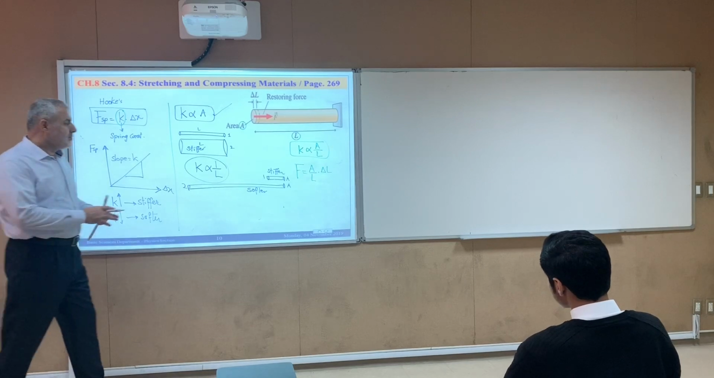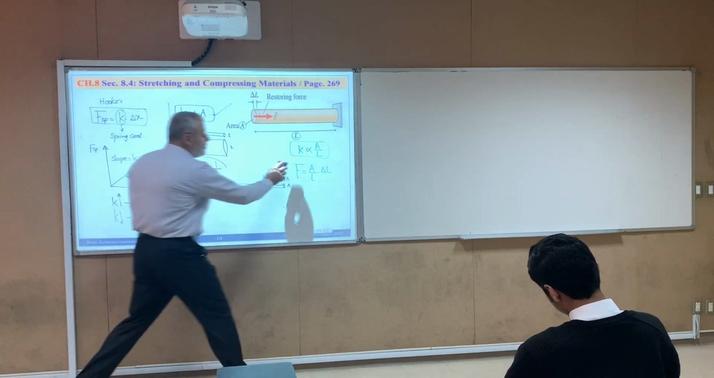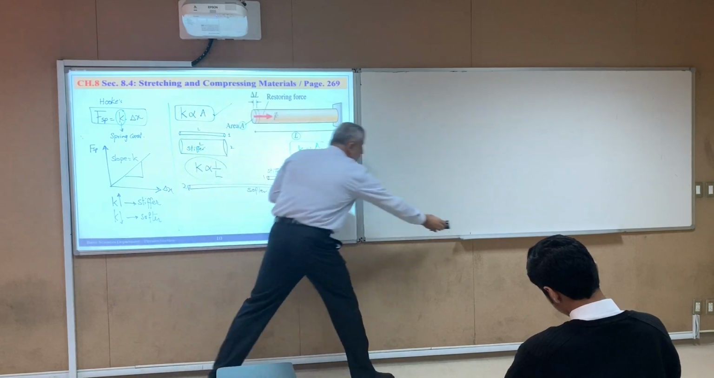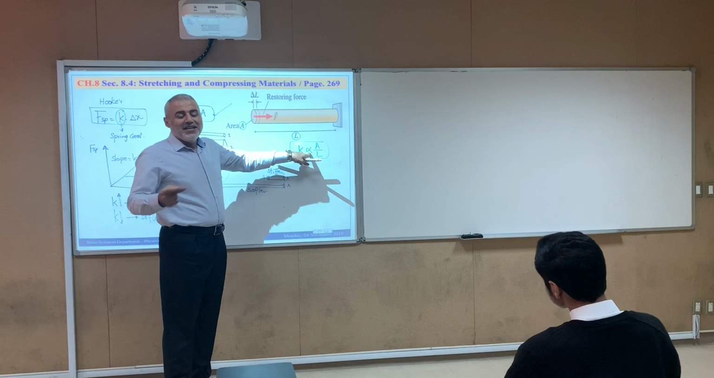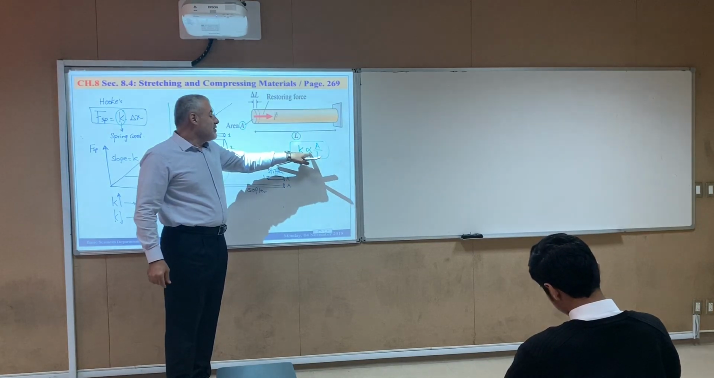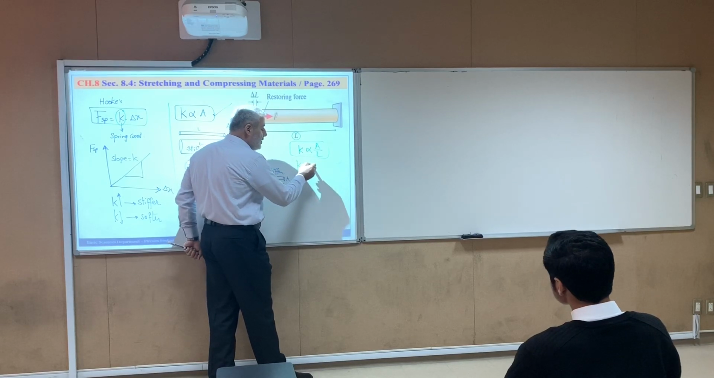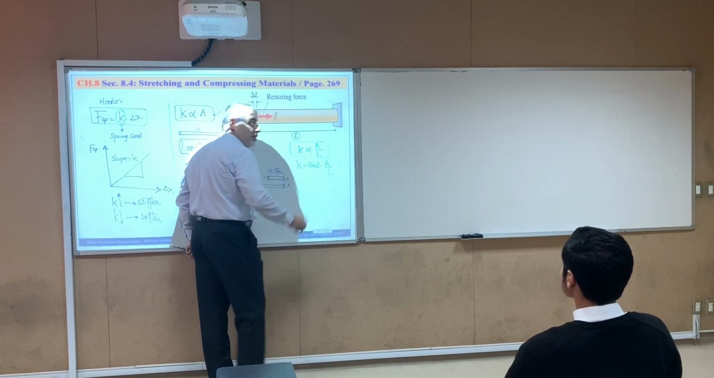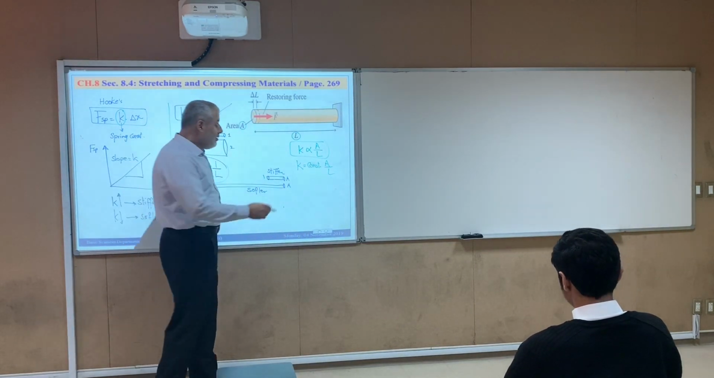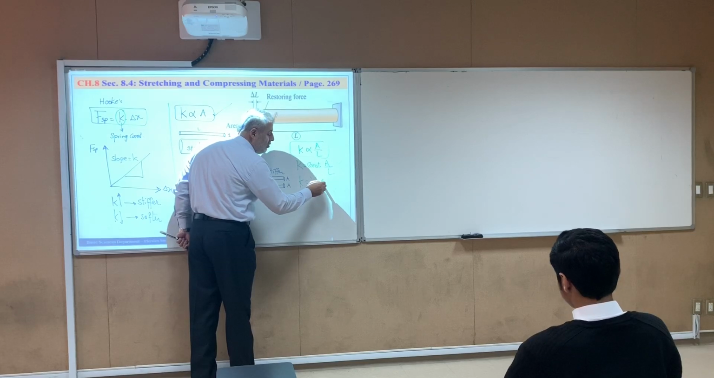Oh, I missed something. I'm sorry. We should remove this proportionality mark first. If we remove this mark, you remember this proportion sign, we have to put some constant. Before that constant, we call it by Y. Y times A over L.